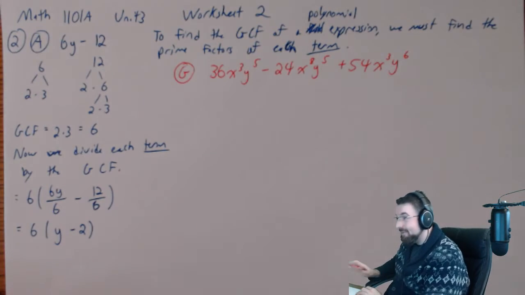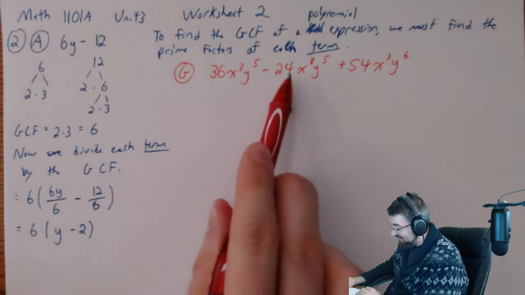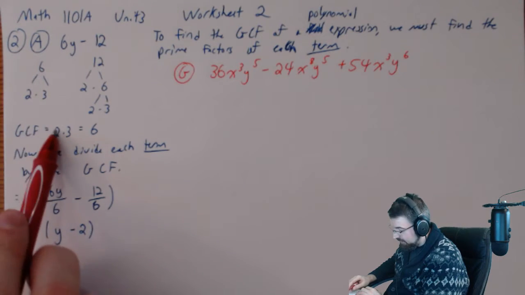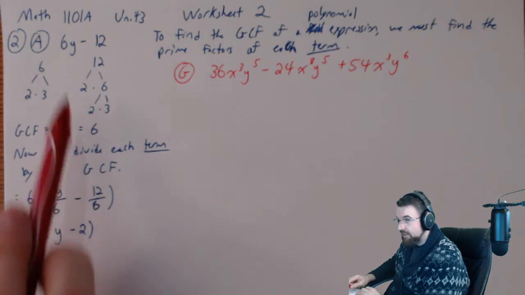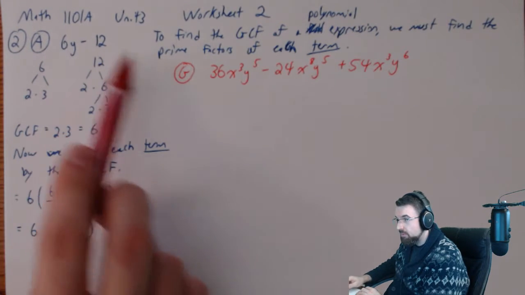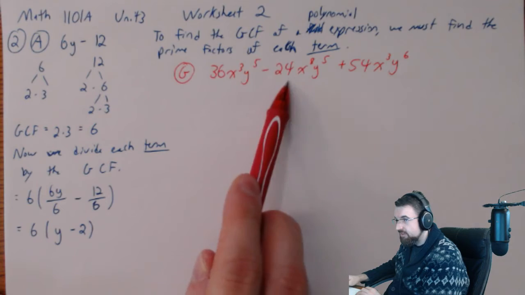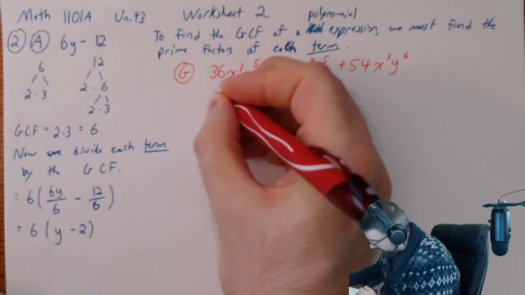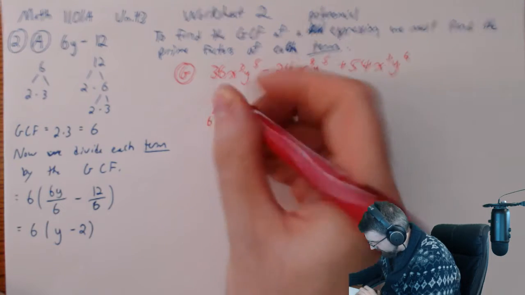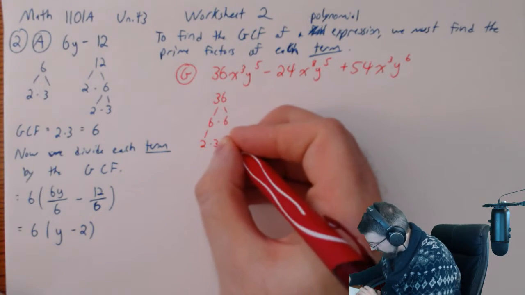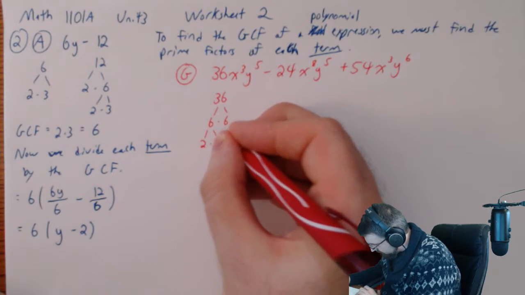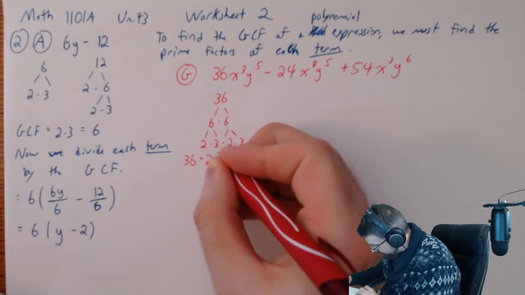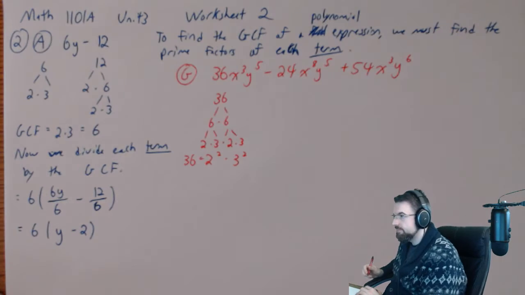So I'm just going to break down each of these initial terms here, right? Just like I was doing before, we broke down 6 and we broke down 12. So here now we're going to be breaking down 36, 24, and 54. So 36, I'm getting a bit tired of always breaking down 36. We've done this one a bunch of times now. 2 times 3 times 2 times 3. So that's going to equal 36 equals 2 squared times 3 squared.